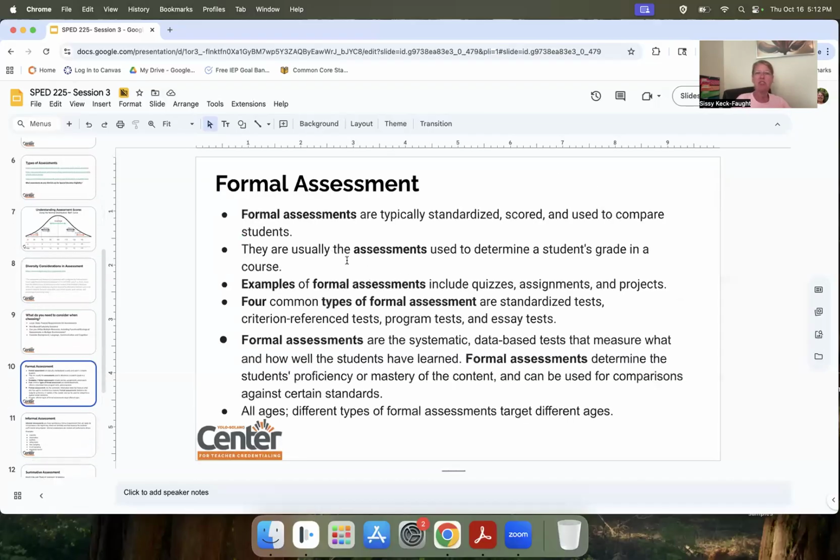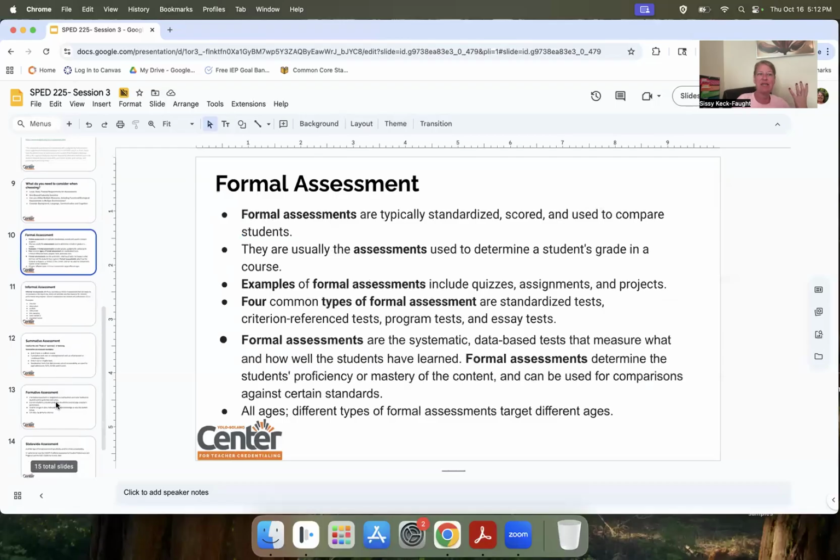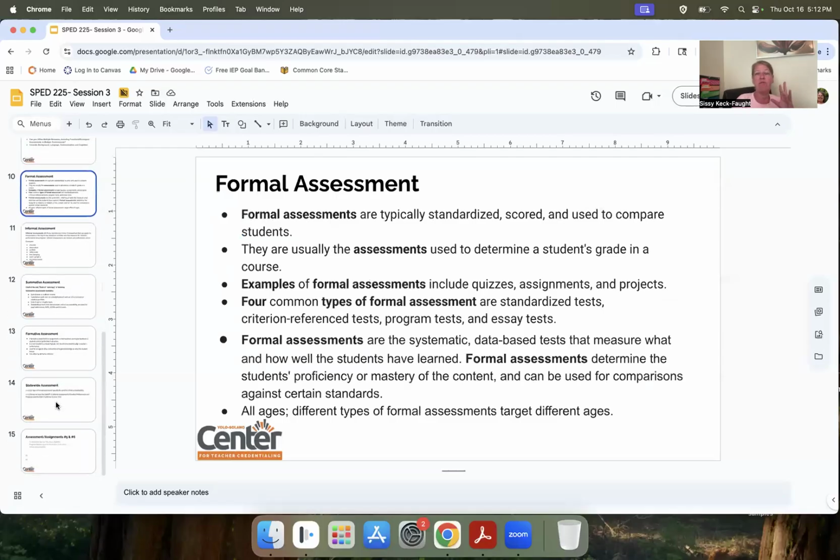Next thing here is these are all the five different areas that you will find for different kinds of assessments. So there are formal assessments. So there's all these titles that you're going to hear.